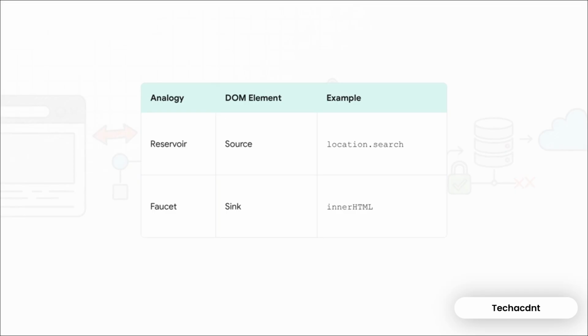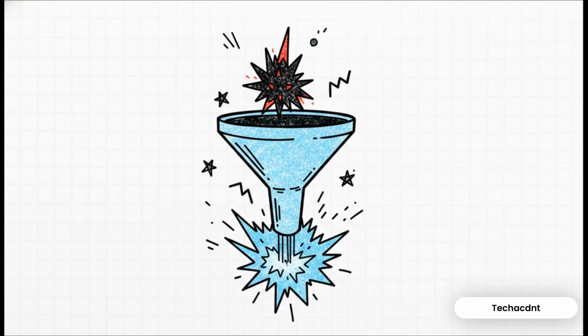To really visualize this flow, let's use a water supply analogy. Think of a DOM source, like location.search or location.hash, as a public water reservoir. Anyone can dump anything they want into it. It's completely untrusted input. Now, a DOM sink is the kitchen faucet where that water eventually comes out. If you pipe water directly from an untested reservoir straight to the faucet without a filtration plant in between, well, you get contaminated water. In the browser, if untrusted data flows from a source directly into an execution sink, you get malicious code execution.